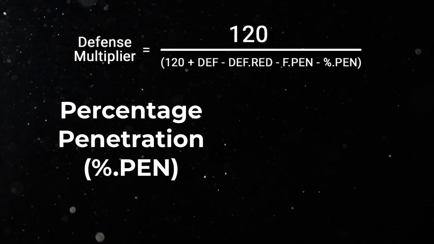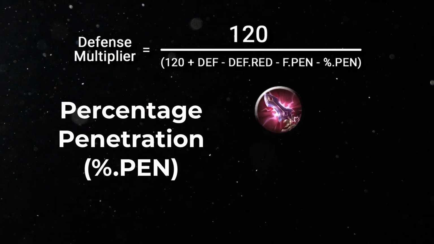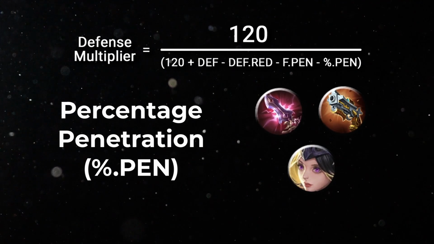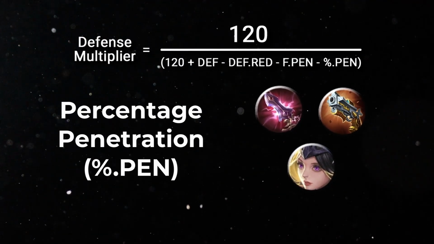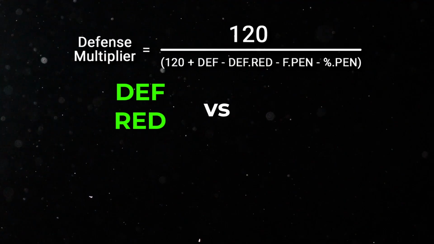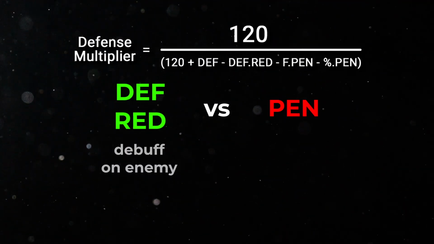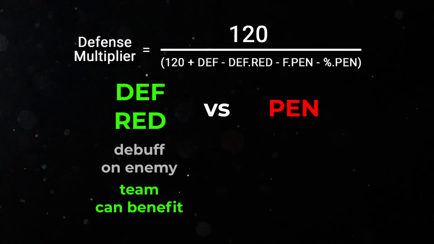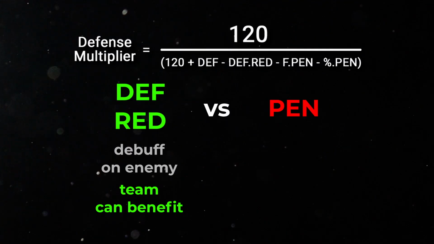For percentage penetration, this will mostly be from Divine Glaive for percentage magic penetration and Malefic Roar for percentage physical penetration. Lunox is the only hero in the game so far that can gain high percentage penetration through just her passive. The key difference between defense reduction and penetration effects is that defense reduction is a debuff. It applies directly onto the target's defense and lowers it. Because of this, other sources of damage besides your own can benefit from the reduced defense to deal more damage.